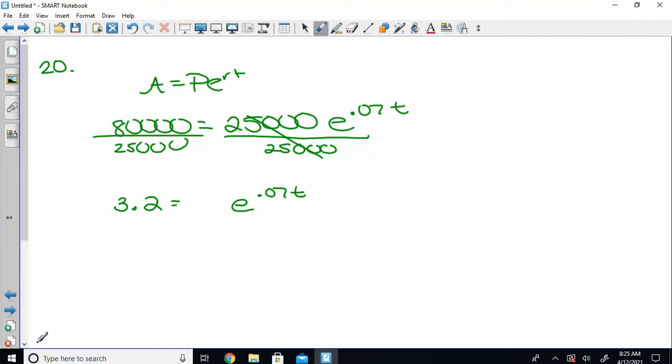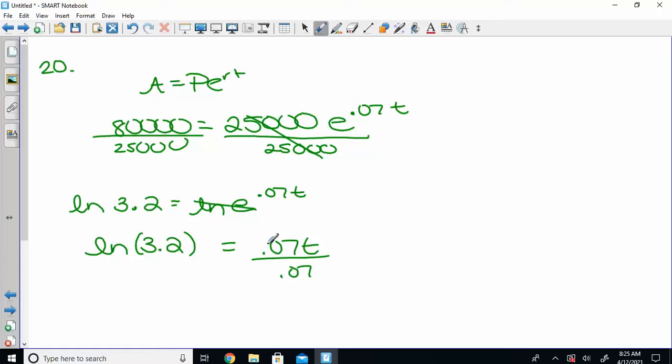We can't get a common base, so we add logs. Anytime you have an e in your problem, I recommend adding the natural log. You don't have to, but it's just a little bit nicer because the natural log and the e cancel each other. So we have the natural log of 3.2 equals 0.07t. So then you divide by the 0.07. And that comes out to be 16.616, and our time is measured in years.